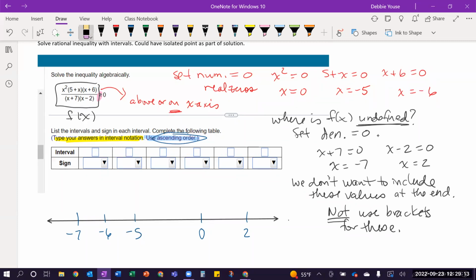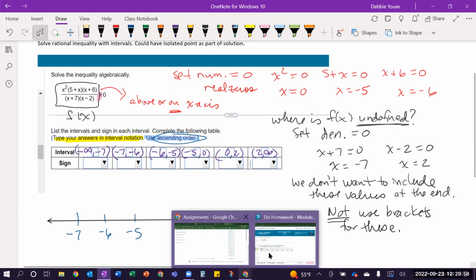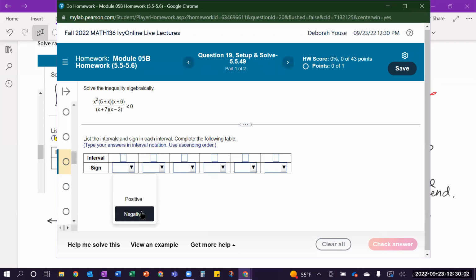So now it says list the intervals and sign in each interval. So I can go in and list these intervals. So my intervals would go in this answer blank with parentheses. They would all be parentheses. So I'm going to have negative infinity to -7. Then I'm going to have -7 to -6. And that would be inside the box. And then I'm going to have -6 to -5. And then I would have -5 to 0. And then I would have 0 to 2. And then I would have 2 to infinity. Again, inside the box. Now I need to test that. So back over in my lab, that little toggle there is a drop-down menu for choosing either positive or negative.